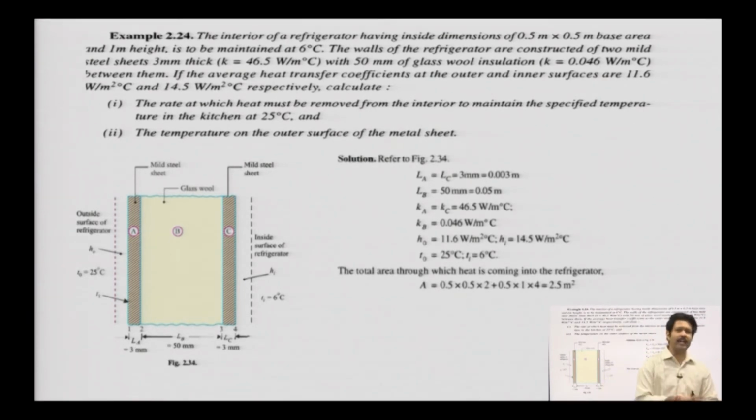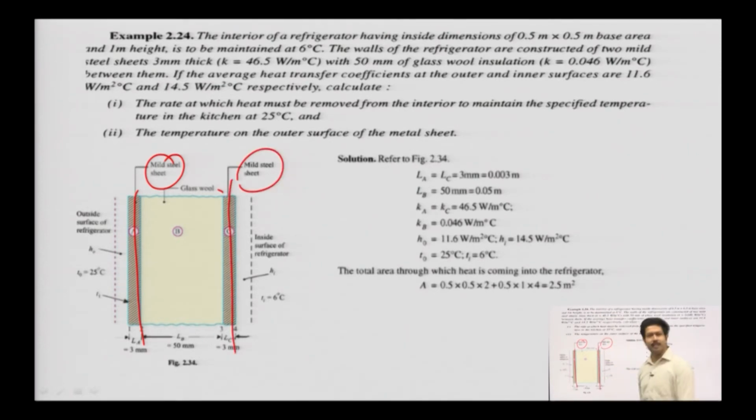I have already done about 10 to 12 numericals, and I have been doing it from my first video. Okay, so let's do this. This is a mild steel sheet. This is a mild steel sheet here. Once again, to reduce the heat transfer, they have introduced glass wool.